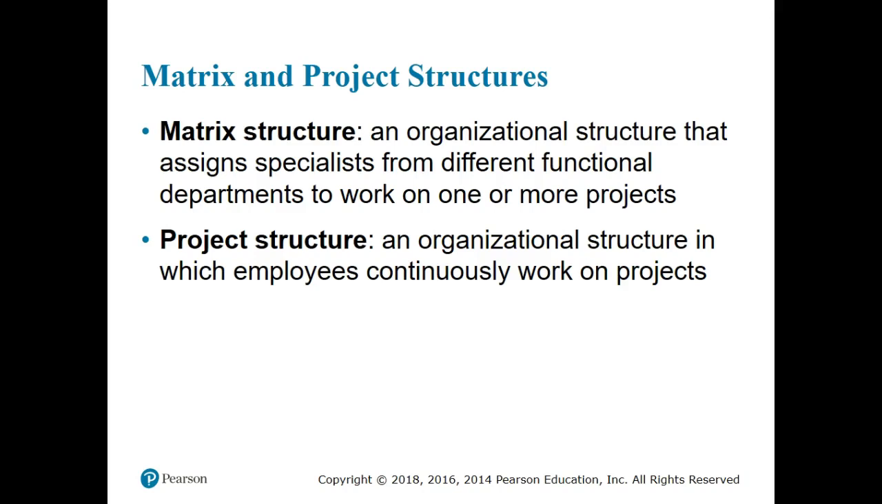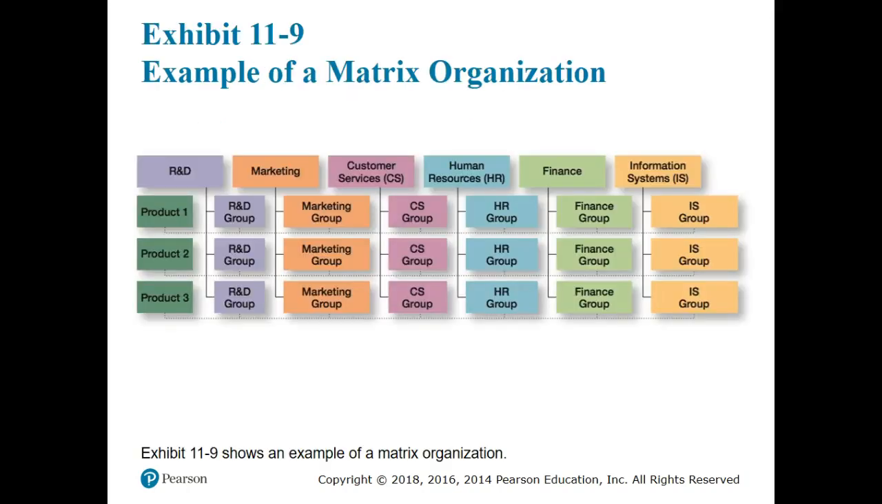And many organizations use a project structure, like we said earlier, in which employees continuously work on projects. Unlike the matrix structure, a project structure has no formal departments where employees return at the completion of the project. Instead, employees take their specific skills, abilities, and experiences to other projects. So it's like one project after another. Okay, and Exhibit 11-9 shows an example of a matrix organization. Just notice all the functional areas it's broken down into.